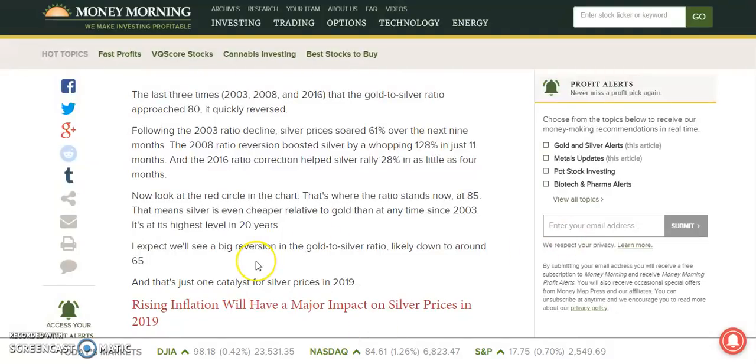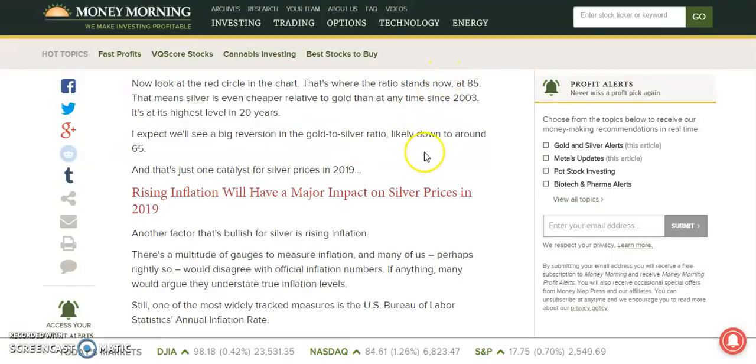Now he goes on to say, look at the red circle in the chart. That's where the ratio stands now, at 85. That means silver is even cheaper relative to gold than at any time since 2003. It's at its highest level in 20 years. I expect we'll see a big reversion in the gold to silver ratio, likely down to around 65. And that's just one catalyst for silver prices in 2019.